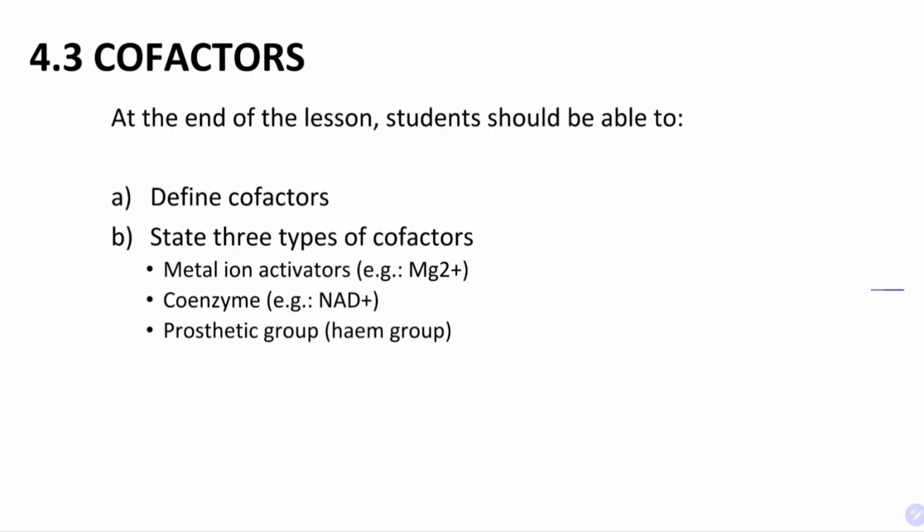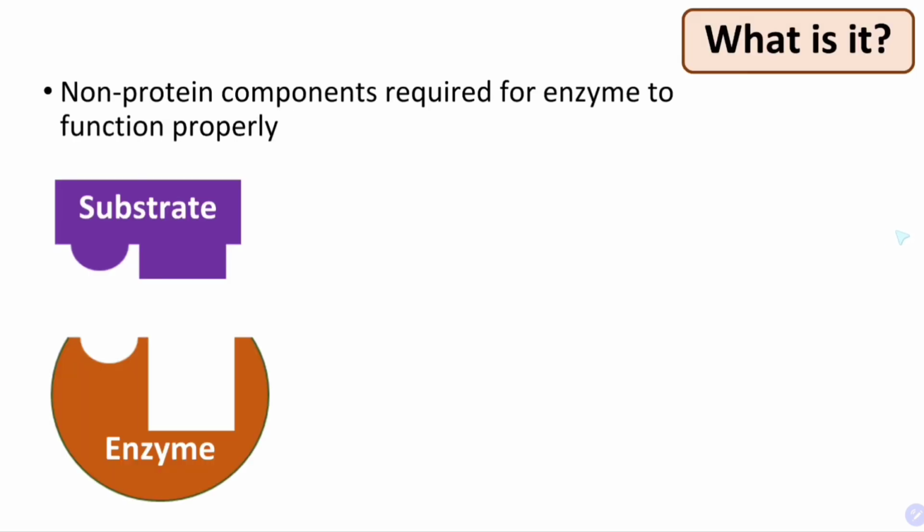Next is 4.3 cofactors. So there are two main learning objectives for 4.3. First is define cofactors. Second, state the three types of cofactors, which include metal ions, coenzymes, and prosthetic group. For each of these cofactors, you must be able to give at least one example for each of the types of cofactors. So what is cofactors? So it is a non-protein component required for some enzymes to function properly.